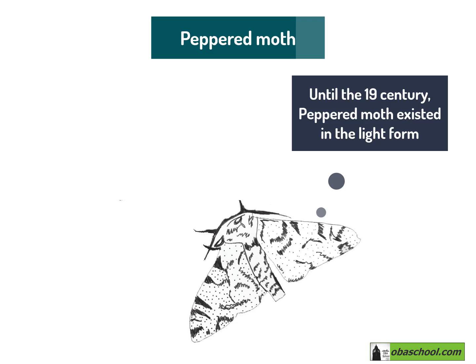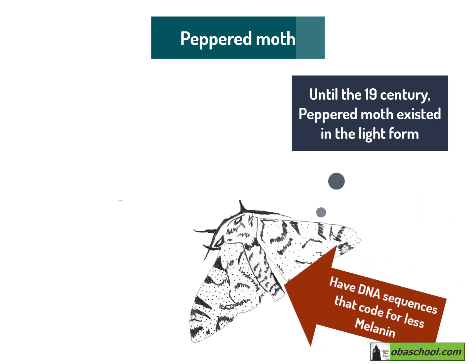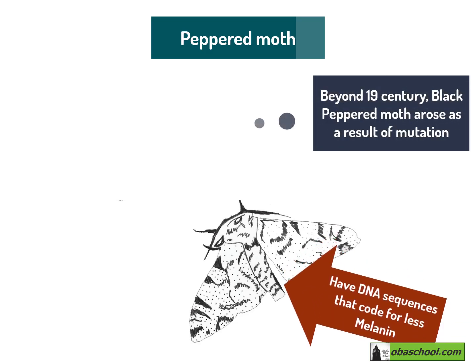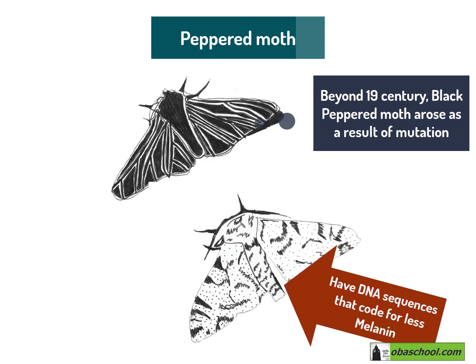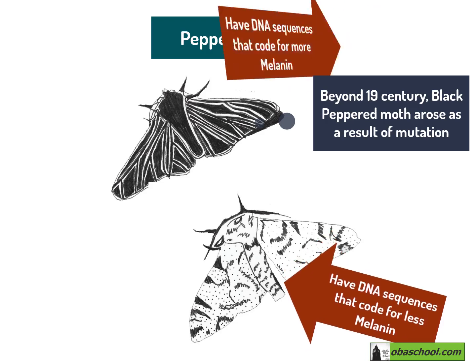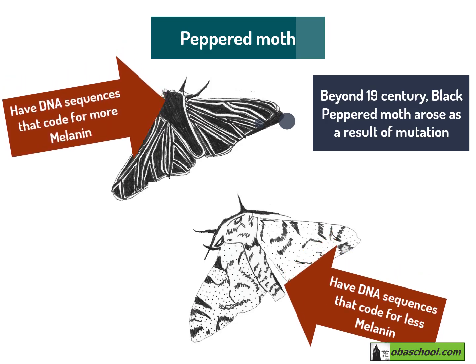This light-colored moth have DNA sequences that code for less of the pigment melanin. Now, beyond the 19th century, the black or melanin variety arose as a result of a mutation. These dark moths have DNA sequences that code for more melanin.